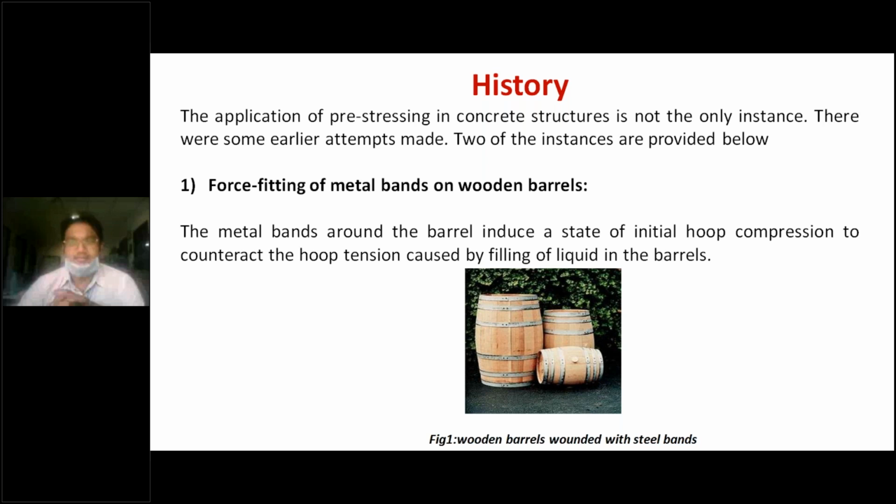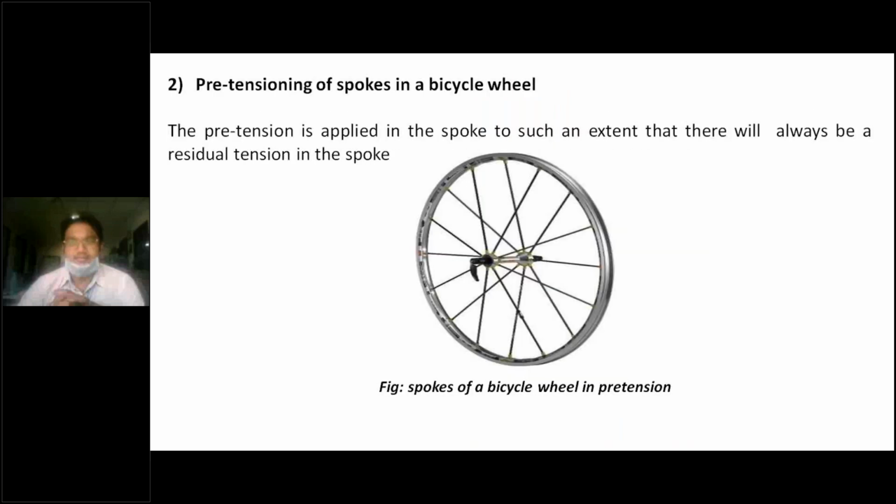Okay, so the next one is pre-tensioning of spokes in a bicycle wheel. See, how do you know that the spokes are fitted exactly straight without any deflection into the bicycle wheel? Here also pre-stressing or pre-tensioning comes into the picture. The pre-tension is applied to the spoke to such an extent that there will always be a residual tension in the spoke. Understand? See, when the wheel tries to rotate, what happens?